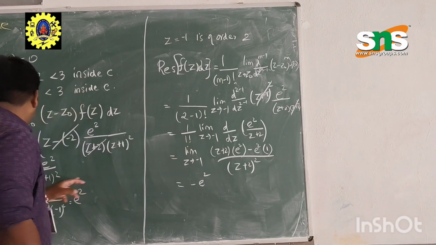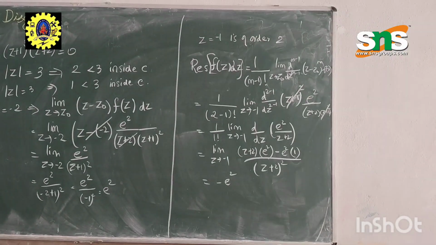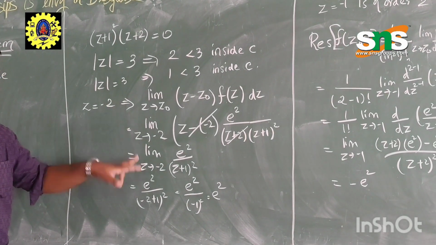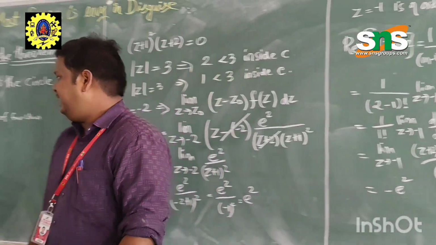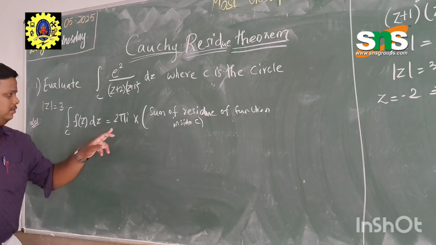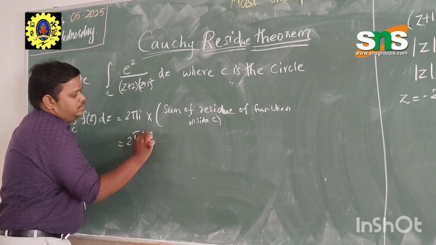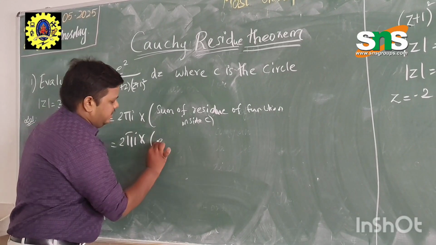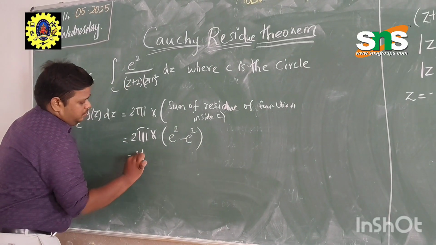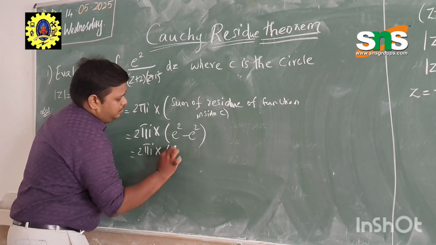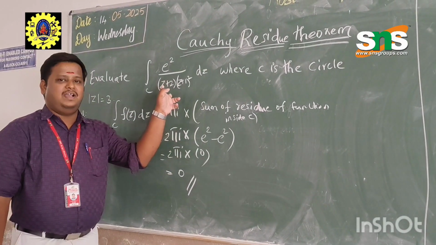Now, for the Cauchy residue formula: when z is equal to minus 2, the residue value is e square, and when z is equal to minus 1, the residue value is minus e square. Applying this in the formula, it is 2 pi i into the sum of residues, so 2 pi i into (e square minus e square). So e square minus e square gets 0, and 2 pi i into 0 is equal to 0. This is the value of the integral for the given function. Thank you.